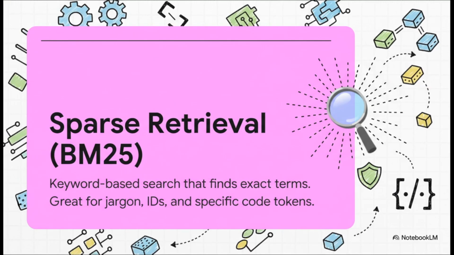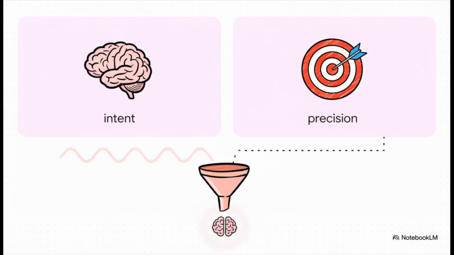And that's where its counterpart, sparse retrieval, comes into play. It's a powerful keyword search that is amazing at finding exact matches. We're talking jargon, product IDs, error codes, anything where being precise is absolutely critical. So you can see the trade-off here, right? Dense gets the intent, sparse gets the precision. The real magic happens when you combine them in what's called a hybrid search. And honestly, this combination is pretty much the gold standard for high-quality RAG now because it gives you the best of both worlds.